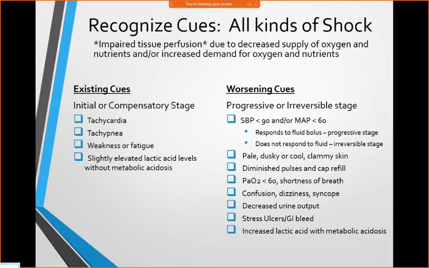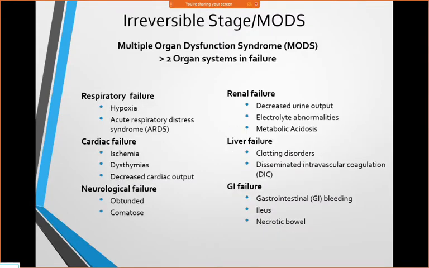So what we are looking at here is, think of the compensatory stage as, all right, the body's trying to deal with it. It's being asked to do a lot of work, but it is managing. And then when it cannot manage anymore, you head into the worsening stages. And then when you're in the irreversible stage, you have multiple organ failure.